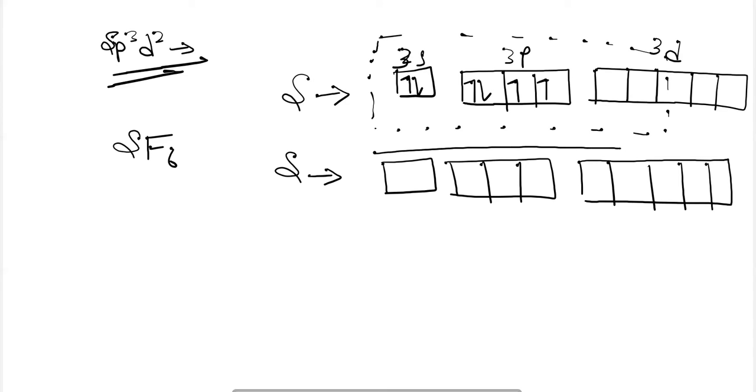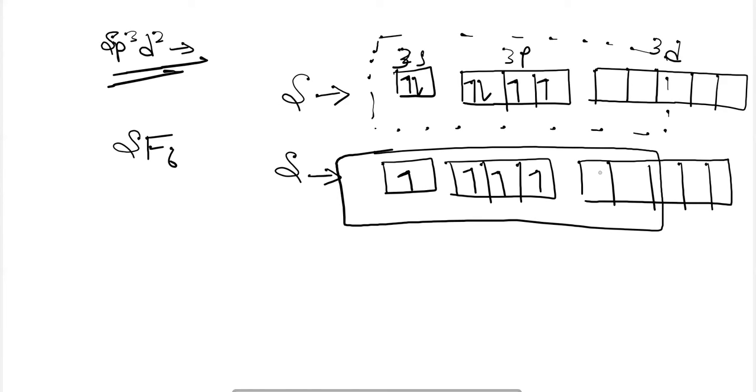They will form hybrid orbitals of sp3d2, and they will share half filled electrons, each fluorine atom contributing one electron to each orbital, and hence the formation of SF6 will take place.